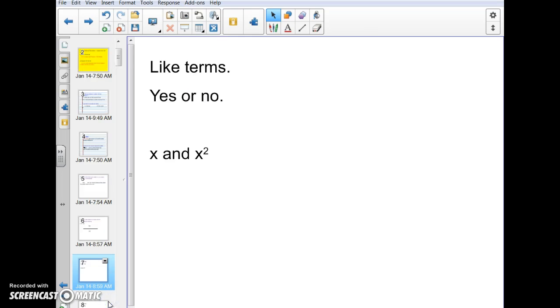So here's the first one. Like terms, yes or no? I have x, and I have x to the power of 2. So copy these down. Are they like terms? Yes or no? And more importantly, how do you know?